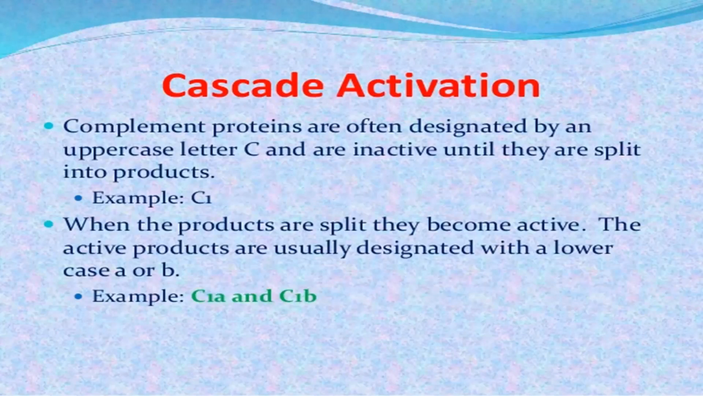The complement proteins are often designated by an uppercase C and are inactive until they are split into products, like C1. When the products are split, they become active. The active products are usually designated with a lowercase a or b, like C1a and C1b. They will be split like this.